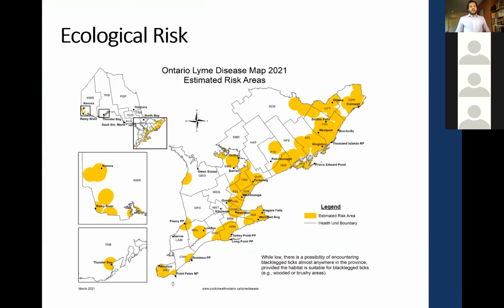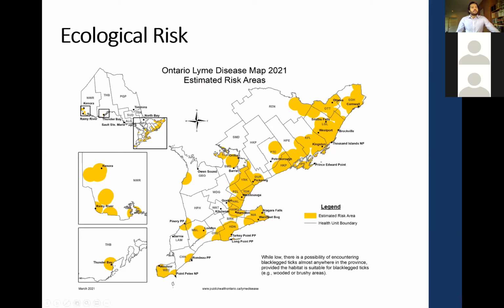What you have here is the Ontario Lyme disease map of this year of 2021. This is a map that is produced by Public Health Ontario annually. And the yellow areas are estimated risk areas for Lyme disease. So basically, they are locations where black-legged ticks have been identified or are known to occur, and where people have the potential to come into contact with infected ticks. These estimated risk areas are calculated as a 20-kilometer radius from the center of a location where black-legged ticks were found via tick dragging.